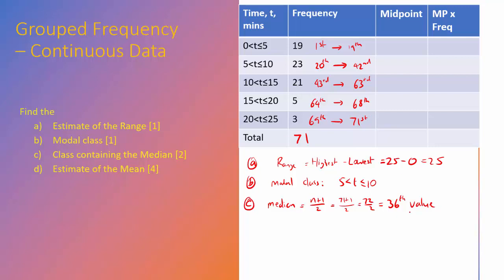So I'm looking for the 36th value. Where does the 36th value lie? Somewhere between the 20th and the 42nd. So the class containing the median is 5 to 10.